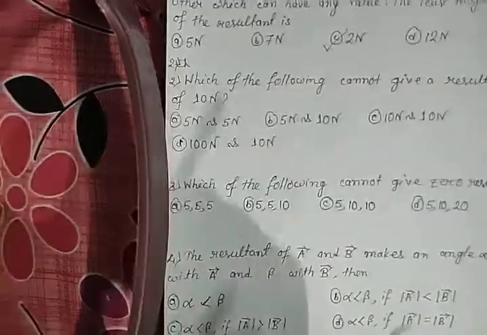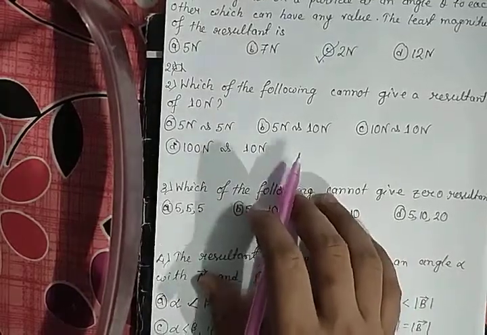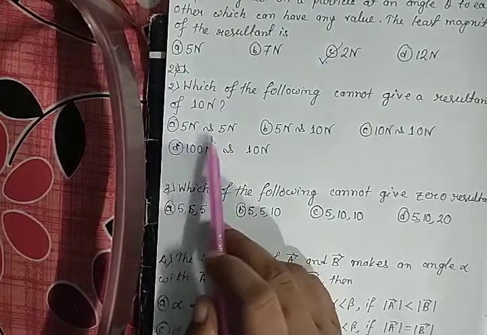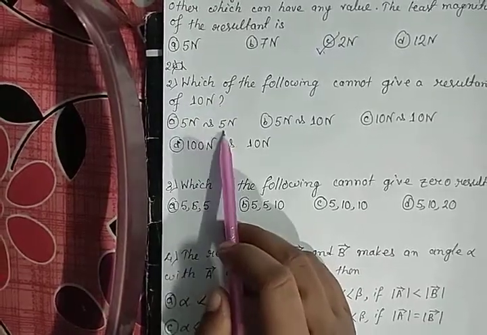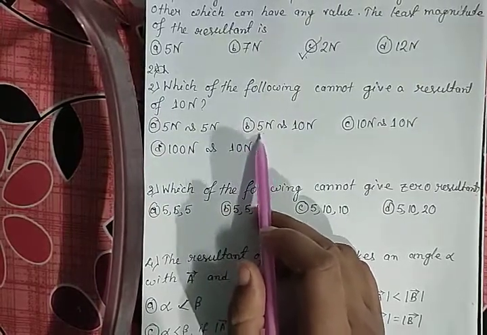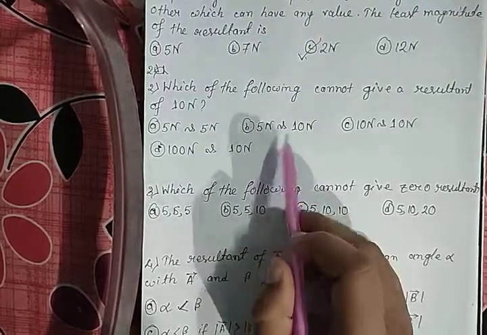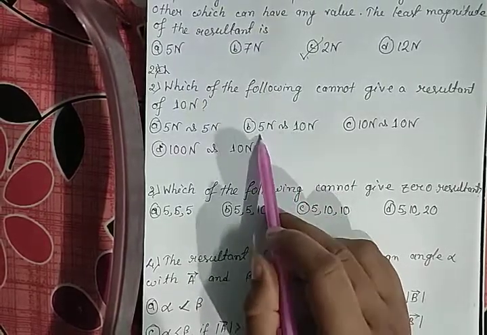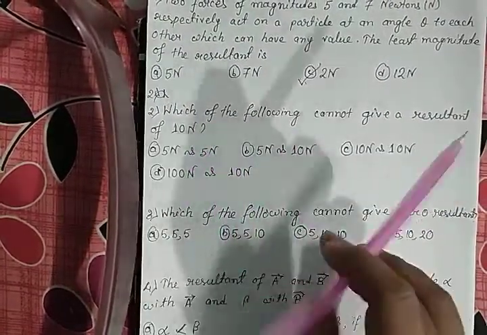So what you have to do is find the range of the resultant. Let us check the range of these vectors. The first pair can give 5 plus 5, 10 newton at the highest, or 5 minus 5, 0 newton at the lowest, so it can give 10 newton obviously. The second one can give at highest 10 plus 5, that means 15 newton. It is the R max, the highest resultant vector. The lowest resultant is 10 minus 5, that means 5. So its range is between 5 and 15, so it can give a resultant of 10 newton.